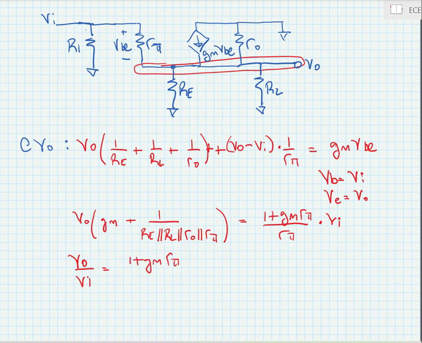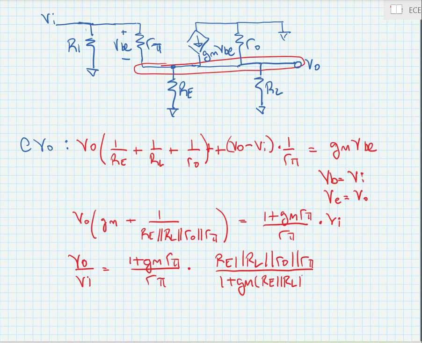1 plus gm R pi divided by R pi times the quantity RE parallel RL parallel R pi, divided by the same quantity plus gm times that quantity. Now, it's important to note that the numerator and denominator are going to be approximately equal to one another. And if this is the case, then we can say that the voltage gain is approximately equal to 1.